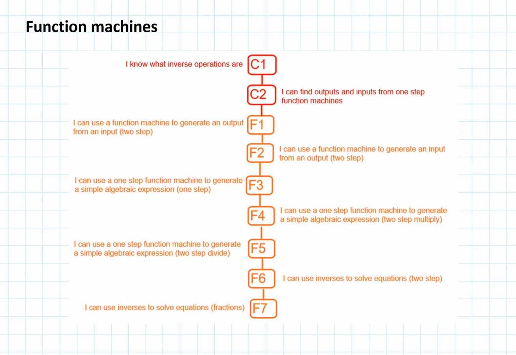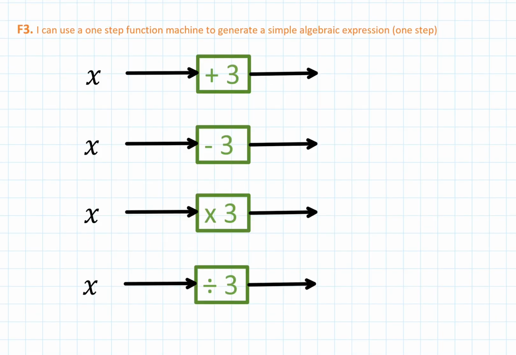In this video, I will continue talking about function machines. The video will cover F3, F4, and F5. In the previous video, we looked at what happens if there is a function machine where the input is a number. Now we will look at what happens if it's an expression. So here, our input is x. The function machine will be adding 3, and we are searching for the output.